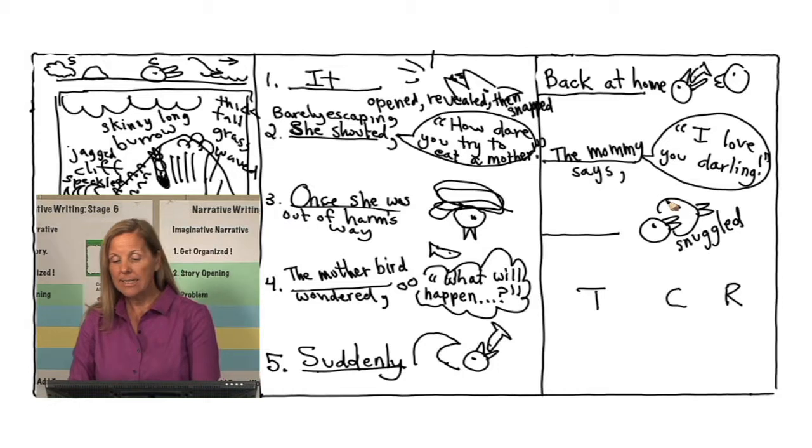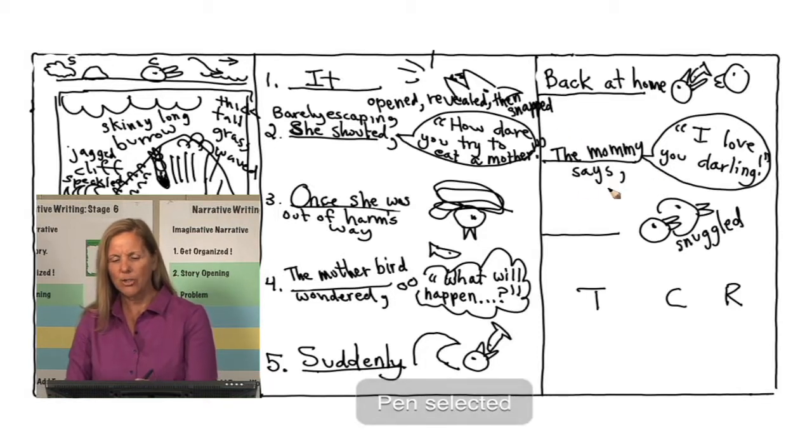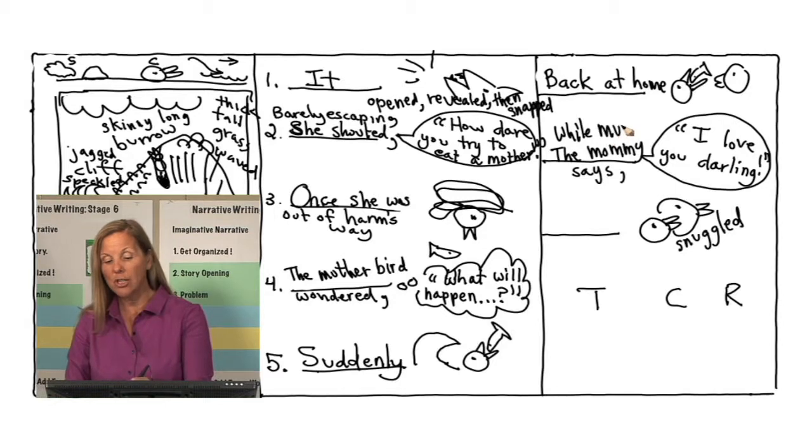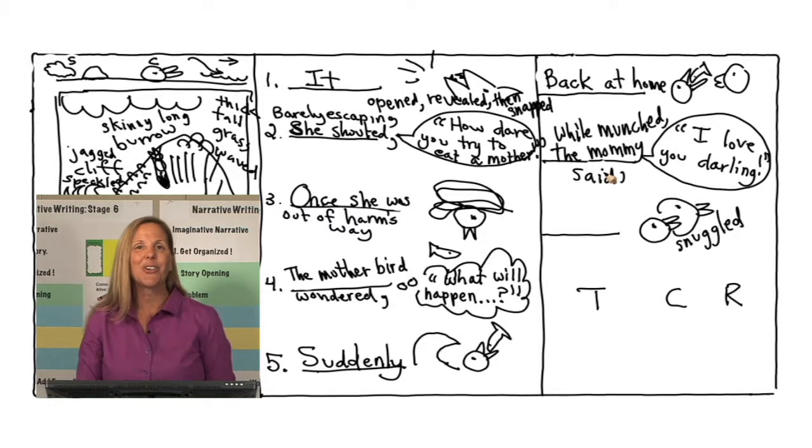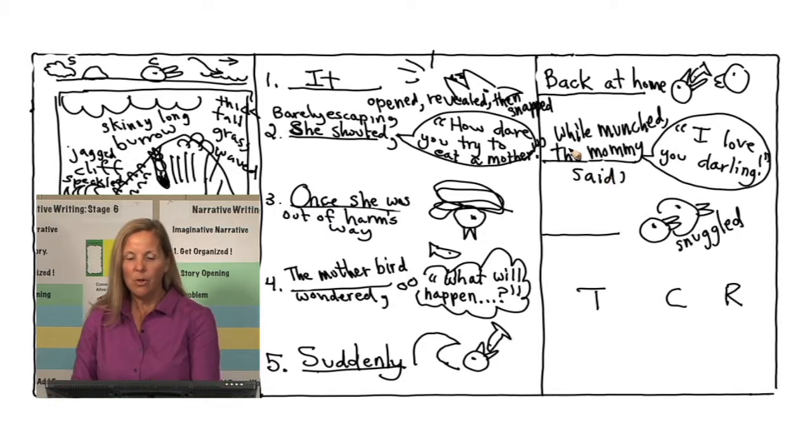The mommy says, I love you, darling. That doesn't sound right. Let's have a transition there to get to her saying, I love you. While the baby munched on the fish, that sounds better. The mommy said, I love you, darling. That sounds much better. Notice I'm adding that transition there now after I formed the previous sentence. Back at home, she fed her little baby a nice juicy piece of fish. While it munched, the mommy said, I love you, darling.